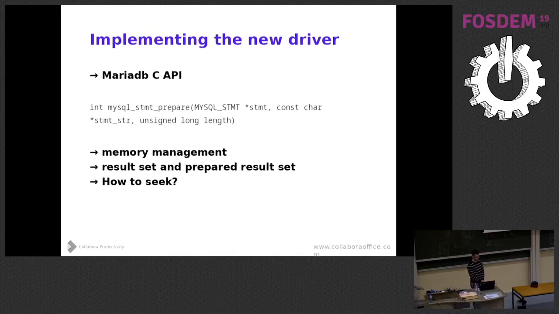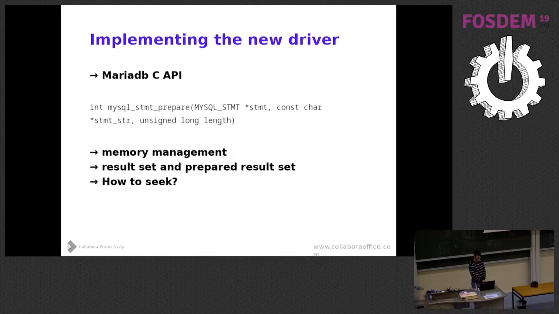When I implemented the driver, I used the new driver. I used the MariaDB C API, and in that way we could move the whole stuff into the core project. And there is an example function just for fun, so you can see that it's a C API. This function, MySQL statement prepare, is used for preparing a prepared statement. It gets 3 parameters: a statement handle, which represents the statement itself, and the SQL query.